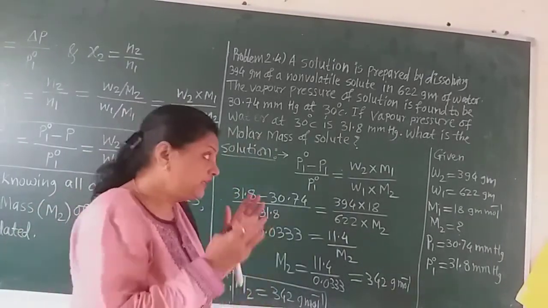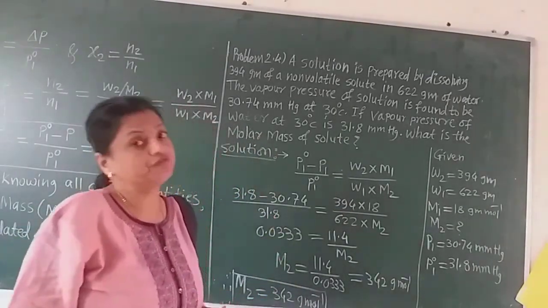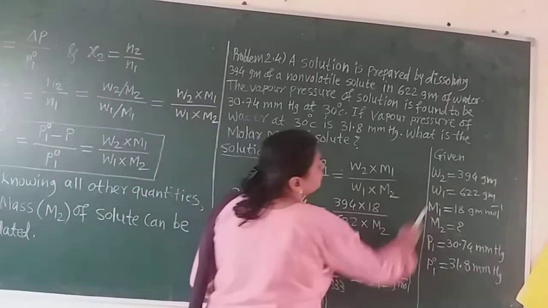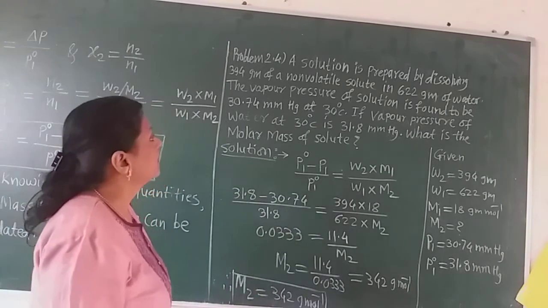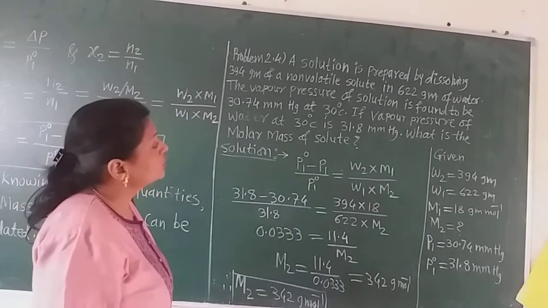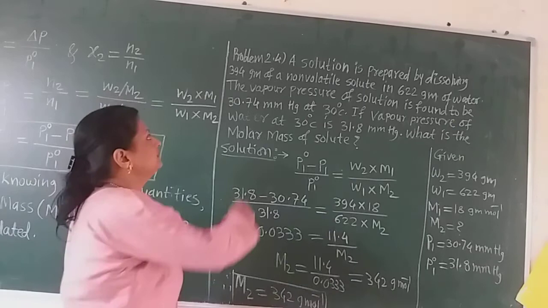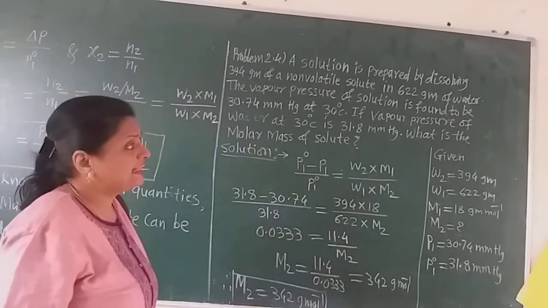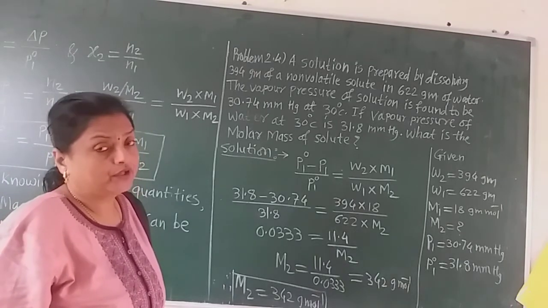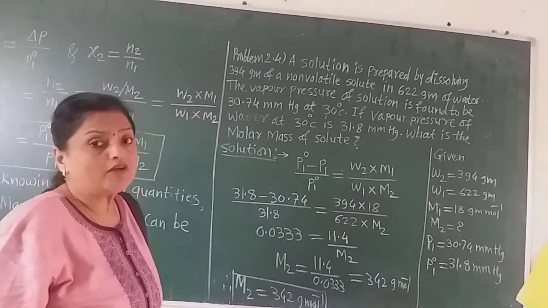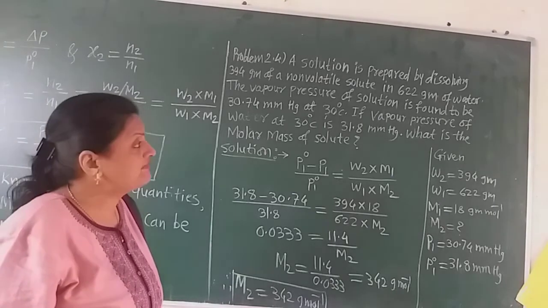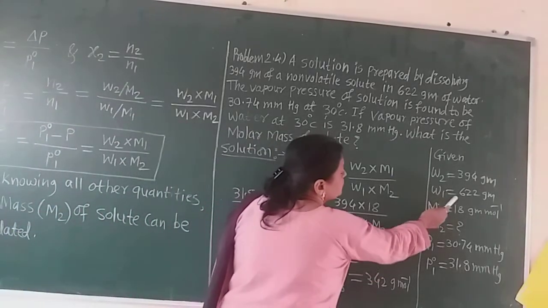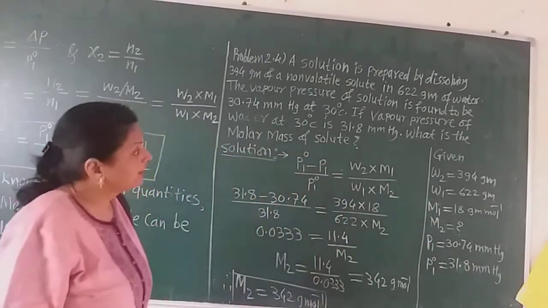First we write all the quantities which are given to us. A solution is prepared by dissolving 394 gram of non-volatile solute in 622 gram of water. Now water is the solvent and the weight of the solvent is given as 622 gram. So here W1 is equal to 622 gram.